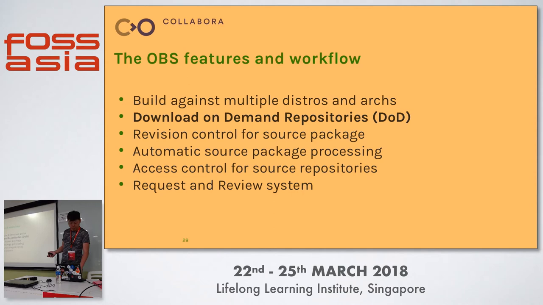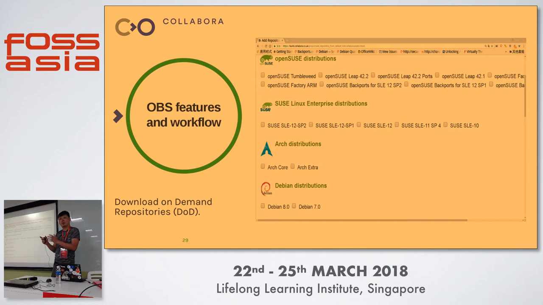And it also supports download on demand. Download on demand is like, you want to build the OBS source package, but you have different distributions. It doesn't mean that you have to have a whole mirror site for all the distributions that you add. It automatically fetches the necessary build dependencies from the distribution you configured. And this feature is the DOD, download on demand. So here in OBS, you can have a lot of distributions available already, but of course you can also customize and build your own.